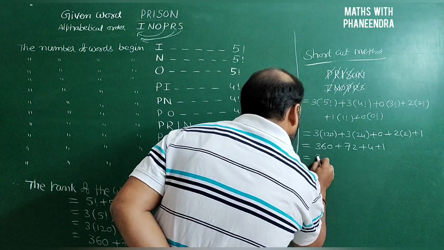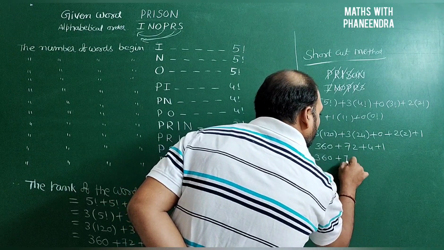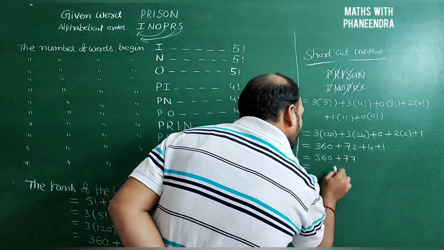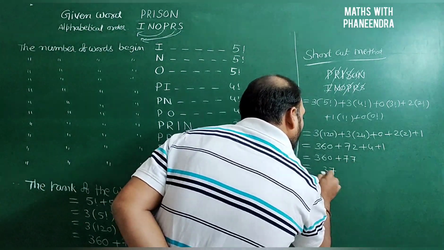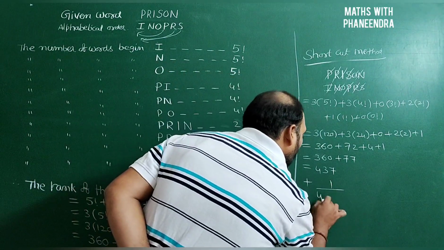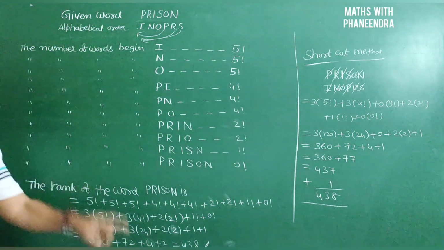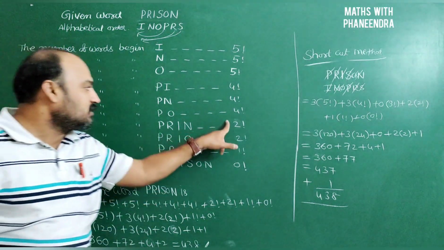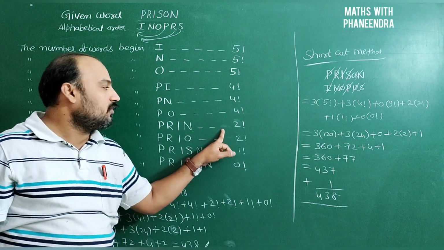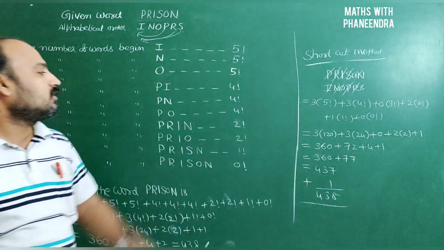So 360 plus 77, so 437. In the rank what you have to do? 1 you can add it. So 438. So the rank of the given word prison is 438. Here dear students, after arranging these 4 letters, here we have only 2. I forgot to write here 3. So 2 factorial only.